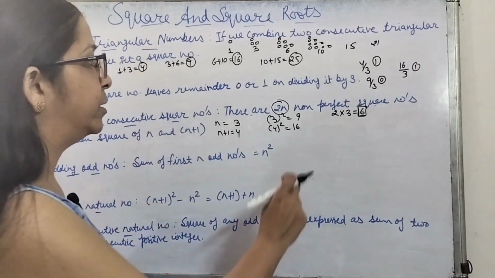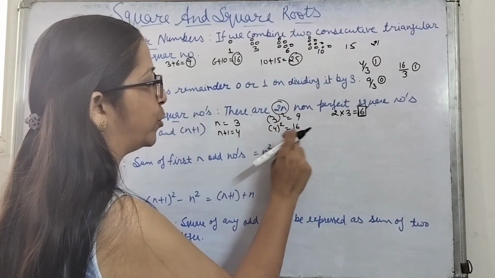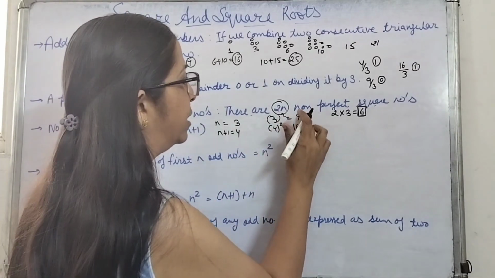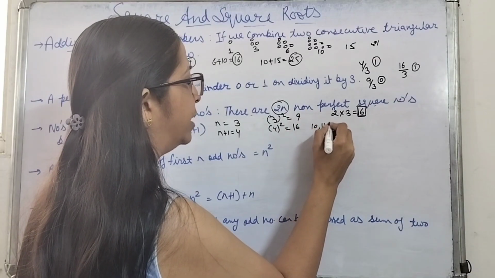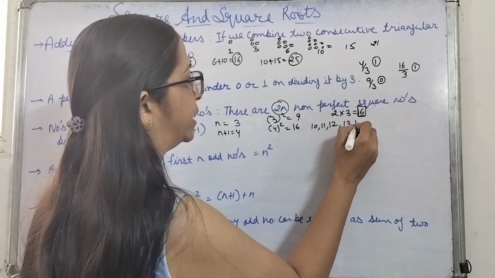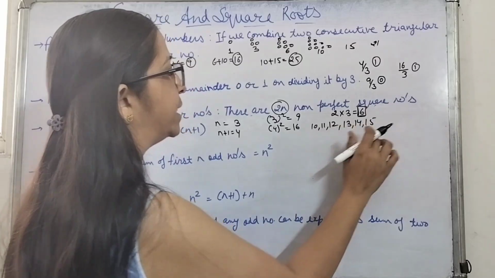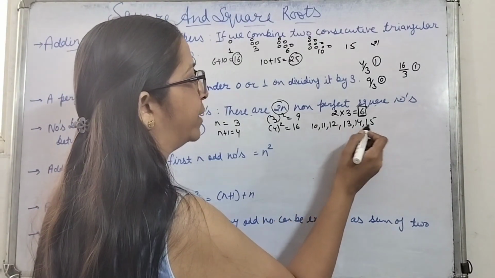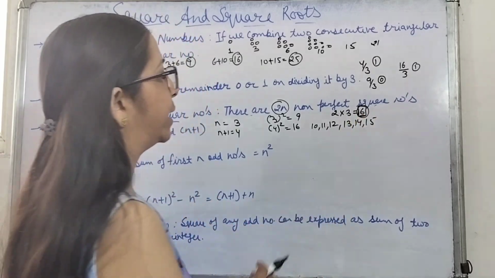Now let's check it out. The square of 3 is 9, the square of 4 is 16. Between these two numbers, how many non-perfect square numbers are there? After 9 it is 10, 11, 12, 13, 14, 15. All these are non-perfect square numbers. How many are there? 1, 2, 3, 4, 5, 6. So it is 2n.